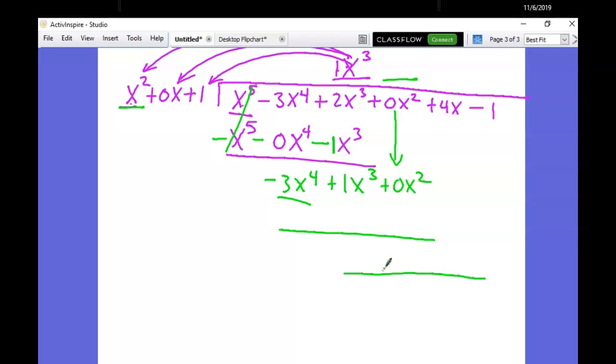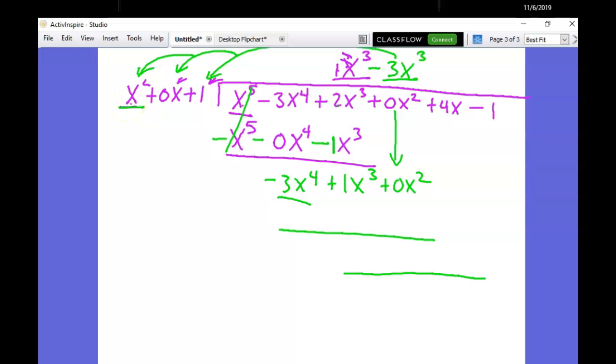Okay, so x goes into negative 3x to the fourth negative 3x cubed times. Then we take that and we multiply that by all of the terms in the front. So I'm going to take my x cubed, oops, I erased it. I'm going to take that, we're going to multiply it by all 3. Okay, so negative 3x cubed times x squared.